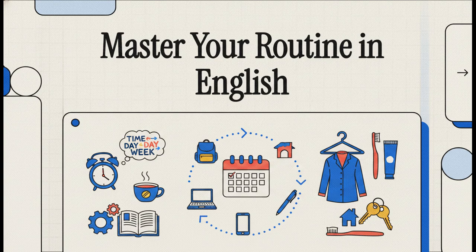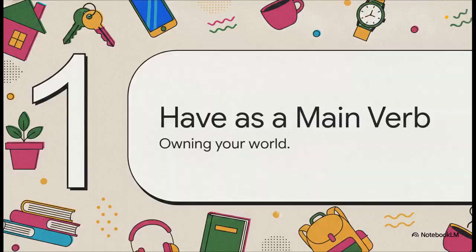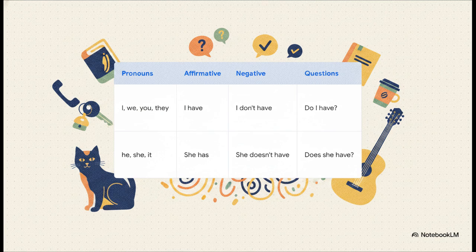Let's get started. To keep things super manageable, we're just tackling 3 simple building blocks today. First, we've got have as a main verb. Second, have as an auxiliary verb. And finally, adverbs of frequency. Section 1. Have as a main verb. Owning your world. All right, let's dive right into how this works.